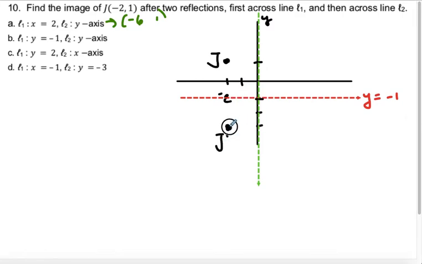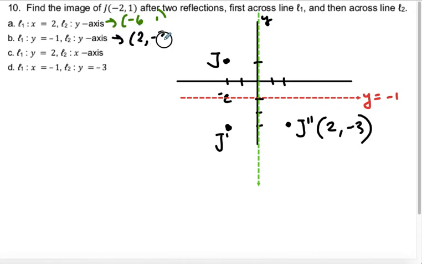All right, so this is J prime, and now the J prime is 2 units away from the y-axis. So that's 1, 2, and it needs to be 2 away from it. Okay, so now this is J double prime. That's why J double prime is at +2, 1, 2, and then down 1, 2, 3. So this is +2, -3.